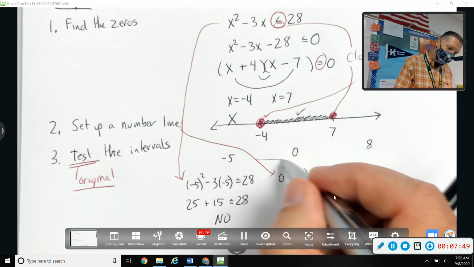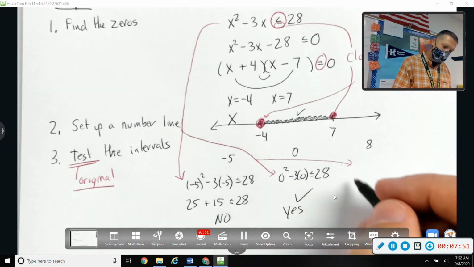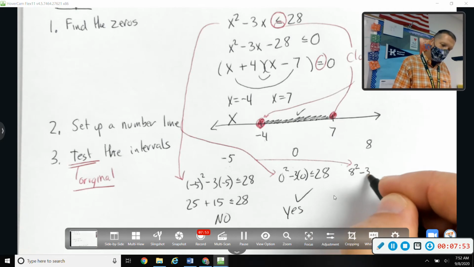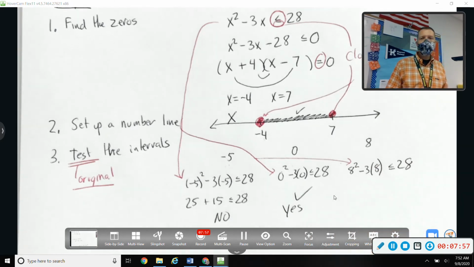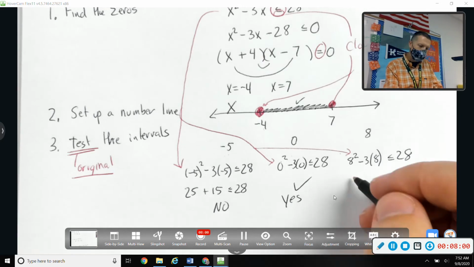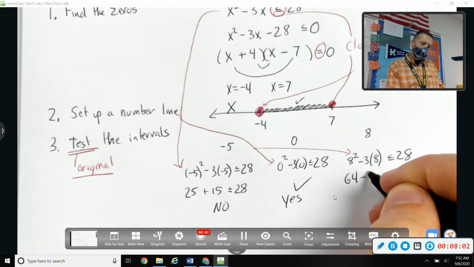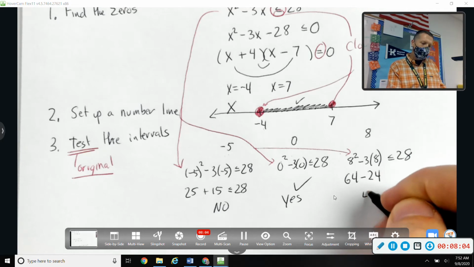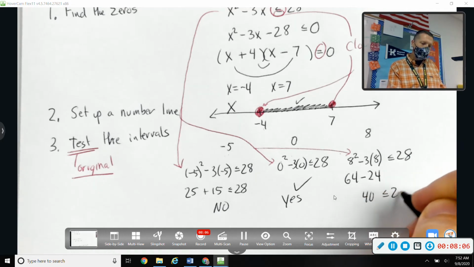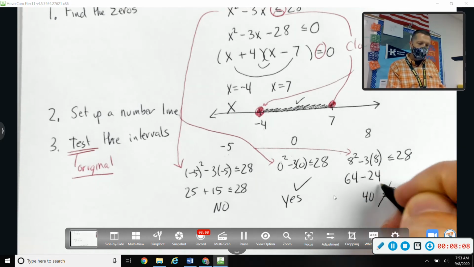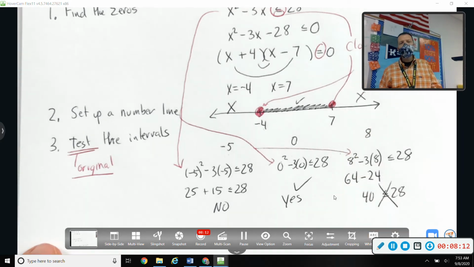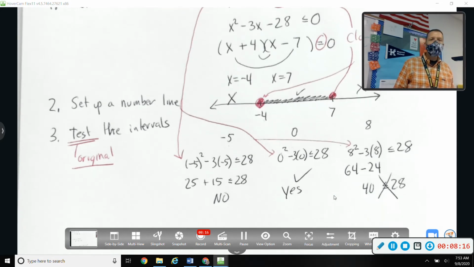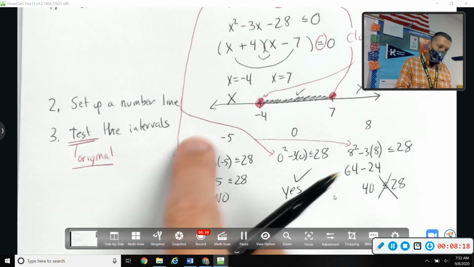And then lastly, we'll check 8. 8 squared minus 3 times 8 is less than or equal to 28. 64 minus 24. 40 is less than or equal to 28. No, it is not. So that's a no on that end as well. So we tested the intervals. We know where our answer is.